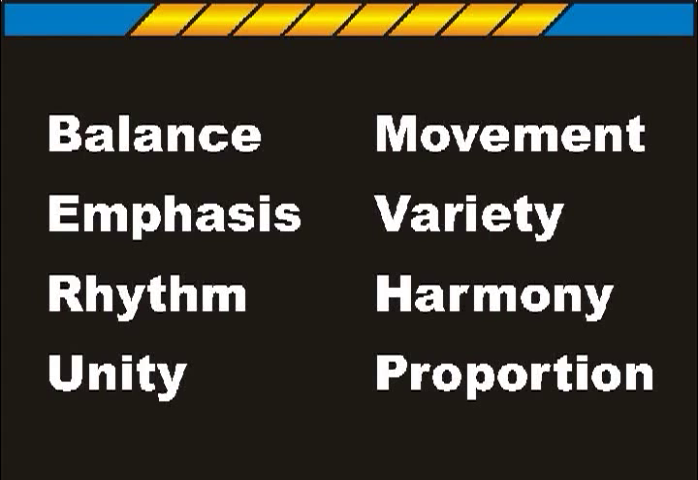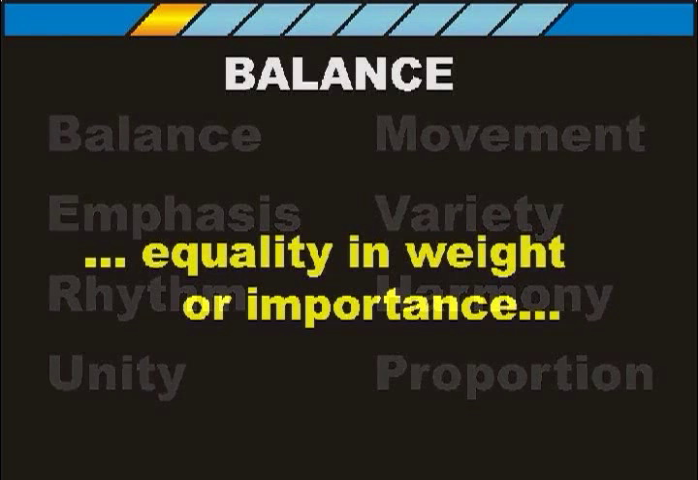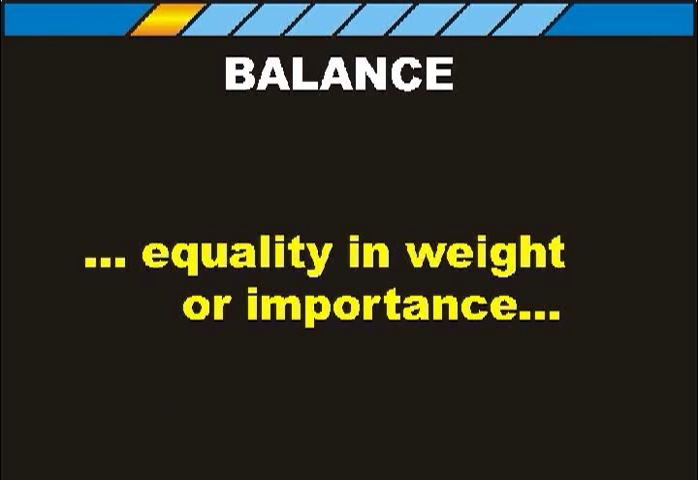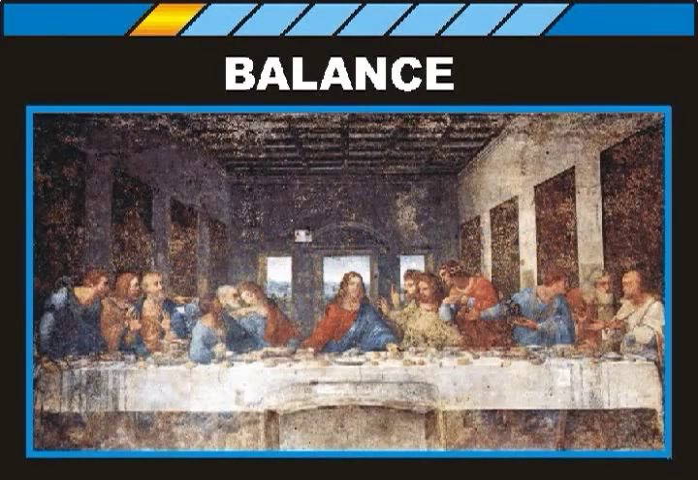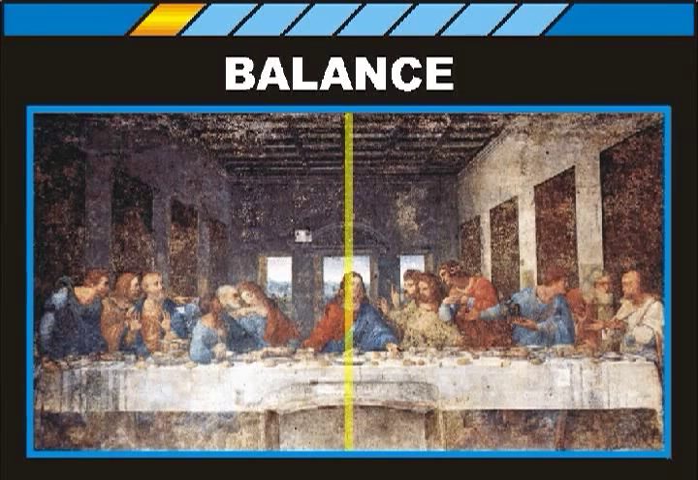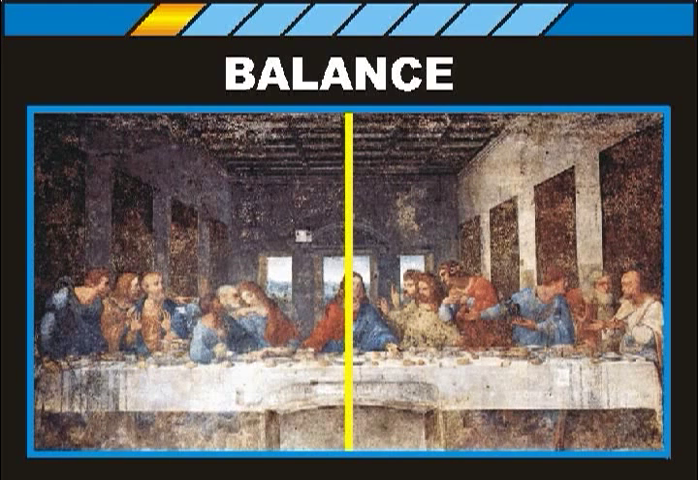Balance is a principle of design. A feeling of balance results when the elements of design are arranged to create the impression of equality in weight or importance. In The Last Supper by Leonardo da Vinci, the artist has used the principle of balance by creating a symmetrical composition. The background architecture of the painting is symmetrical, with the figures placed symmetrically within it. This is known as formal or symmetrical balance. The artist used balance to create a stable, confident feeling.